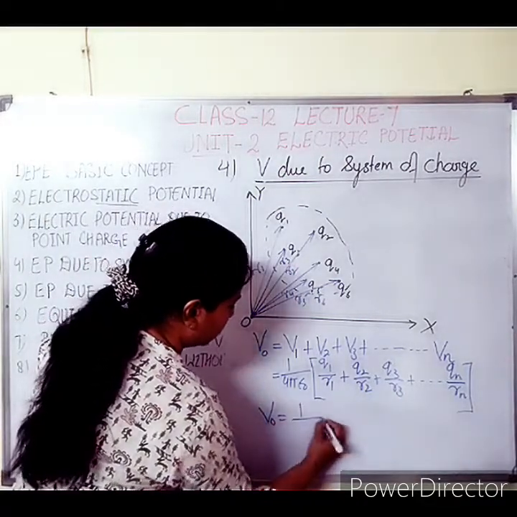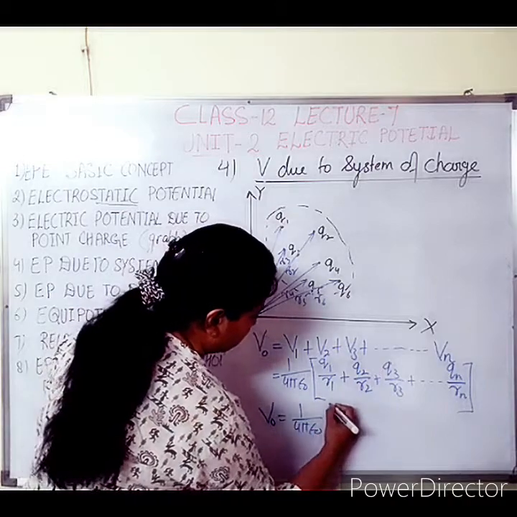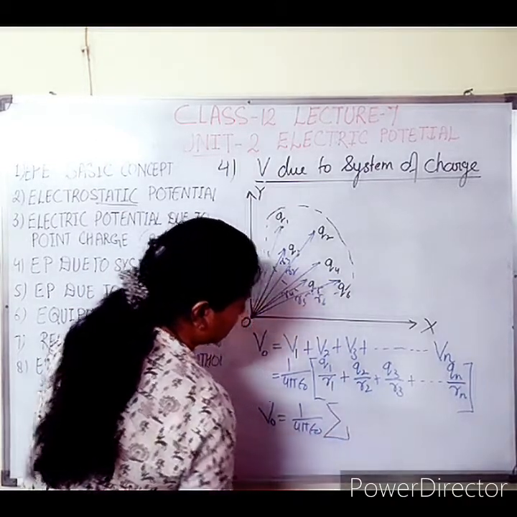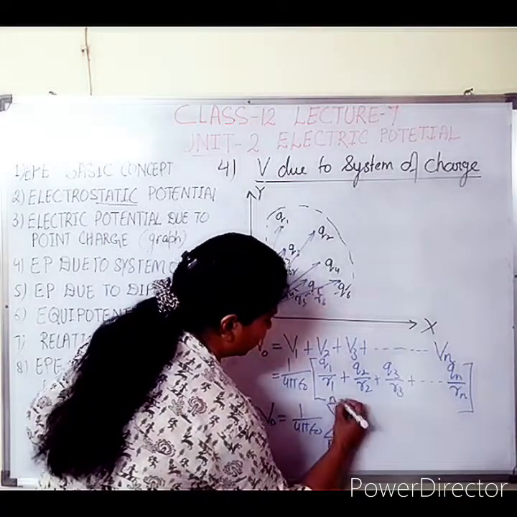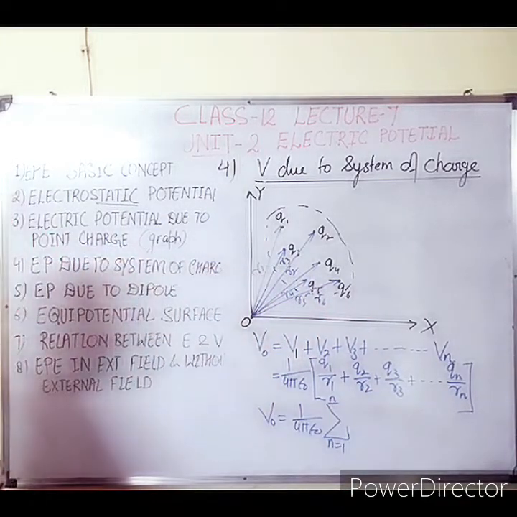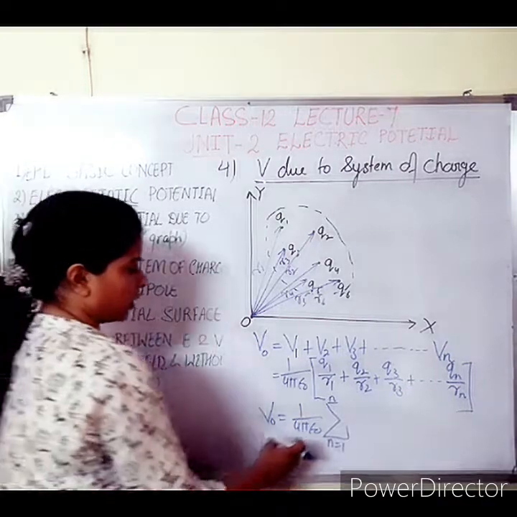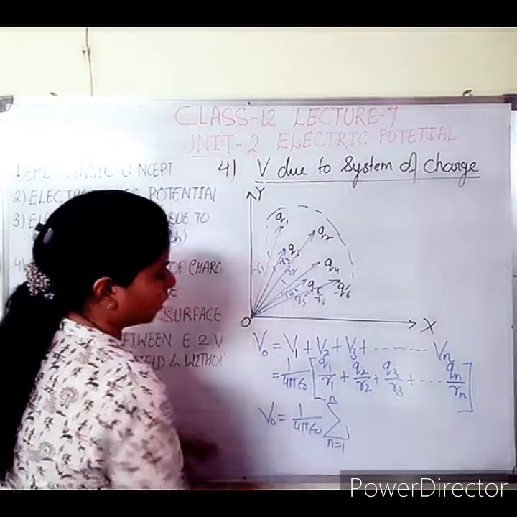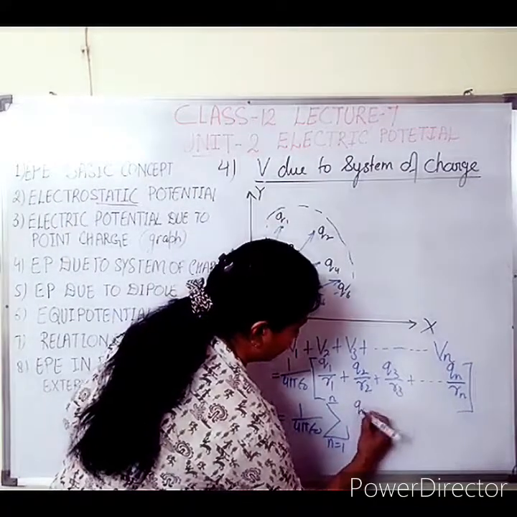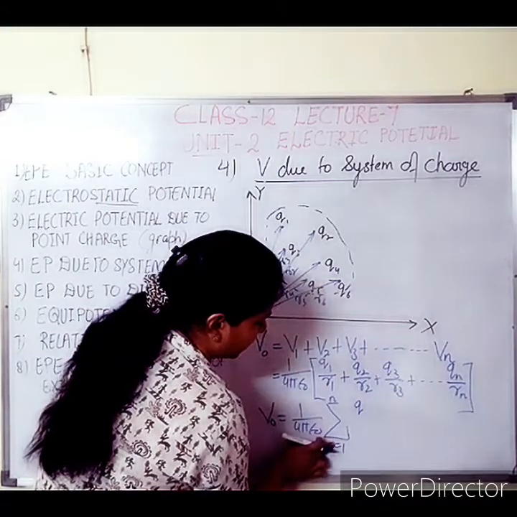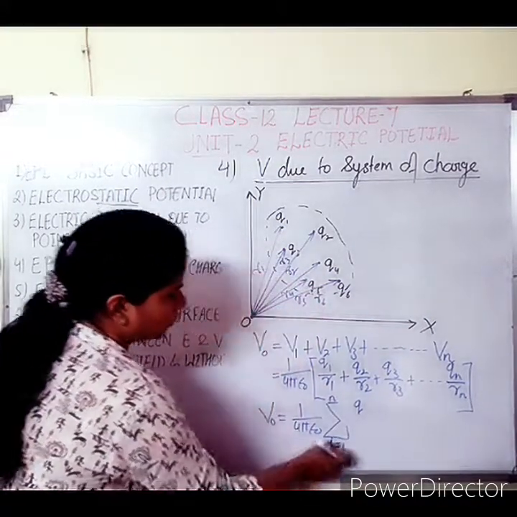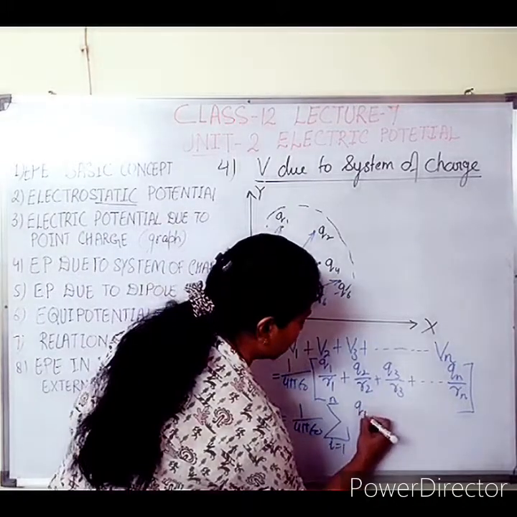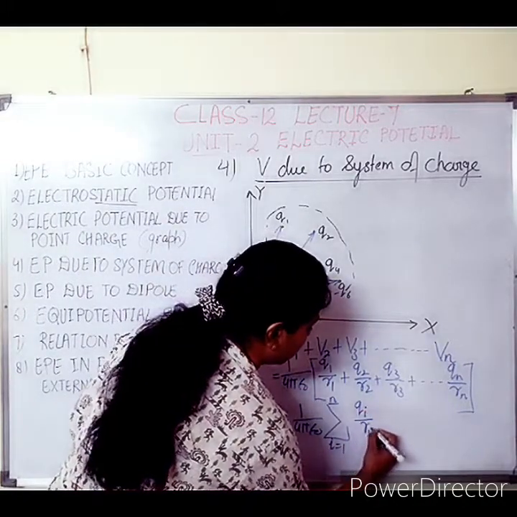Then VO is equal to 1 over 4 pi epsilon naught, and we can write the summation, n running from 1 to n. हमने कहाँ तक लिया? That n charges तक. So that is why the summation is running from 1 to n. You can write I here because both will be the same term. So I running from 1 to n, and it will come as Qi divided by Ri.